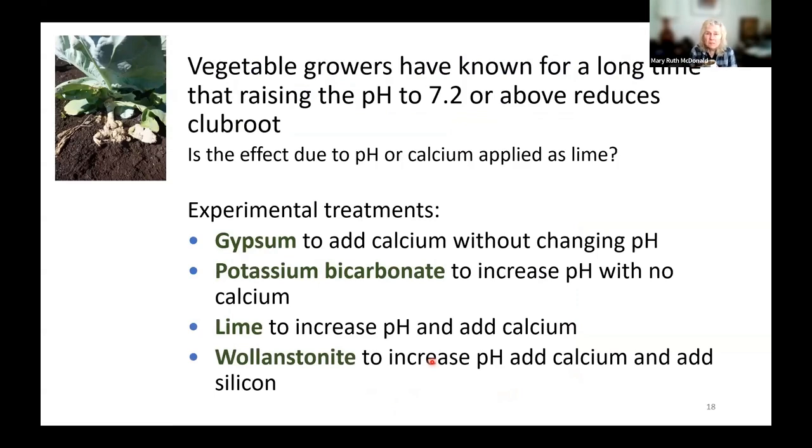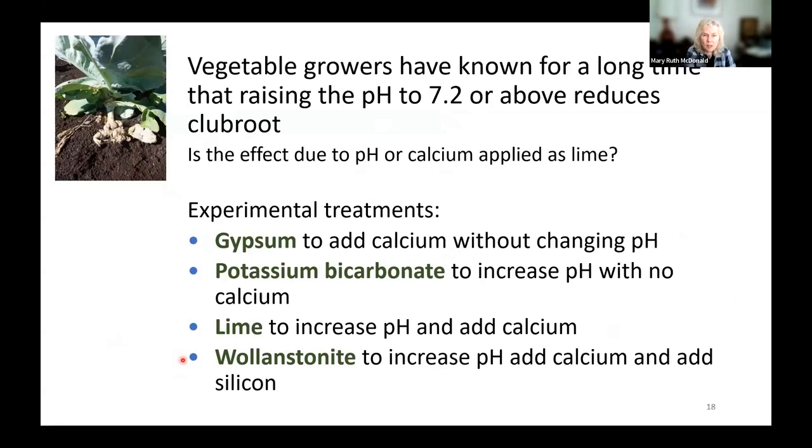I've known for a long time that higher pH suppresses clubroot, and 7.2 is usually that magic number. We've wondered if this was mostly due to calcium, because usually pH is increased by adding lime, or if it was just the pH. So we tried to figure that out by adding gypsum, which doesn't affect the pH. Potassium bicarbonate increases the pH, but is not adding calcium. Lime, which is the standard, increases pH and adds calcium.